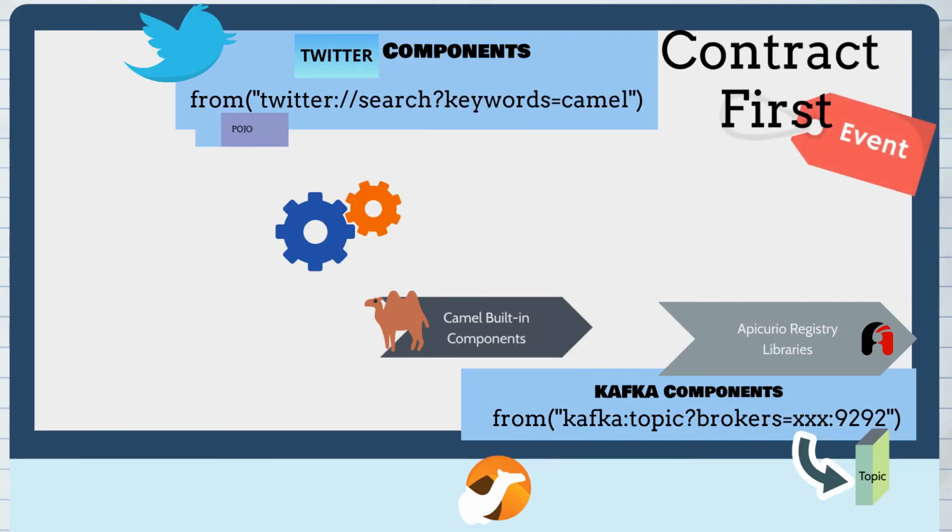Well, publishing is almost the same, but just think of everything in reverse. Once you have all your data ready, or once you have the data coming in from external services such as Twitter that I have here, you can marshal or serialize it into a binary format. Things work the same here. You get to choose either the Camel built-in components or the Apicurio Registry libraries. And then once you're done with serialization, it's basically sent to Kafka topics.